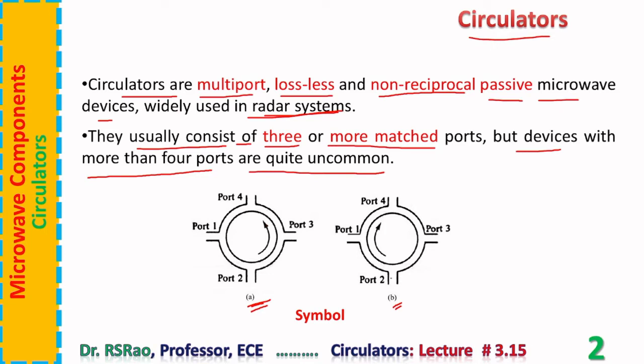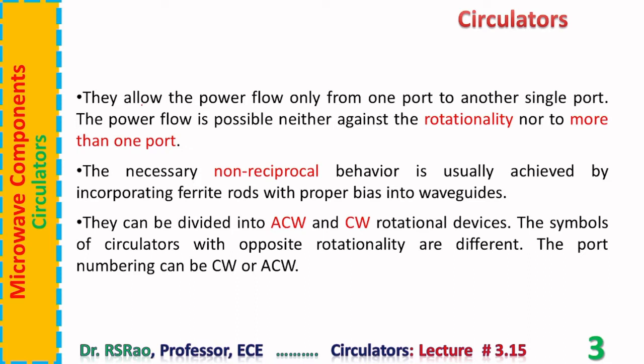In B, port 2 is connected to port 1, port 1 to port 4, port 4 to port 3, port 3 to port 2. The connection is clockwise. After the symbol, let us move further. They allow the power flow only from one port to another single port. The power flow is possible neither against the rotationality nor to more than one port. These are two special features pertaining to circulators.